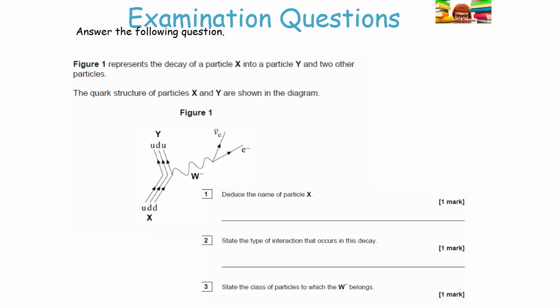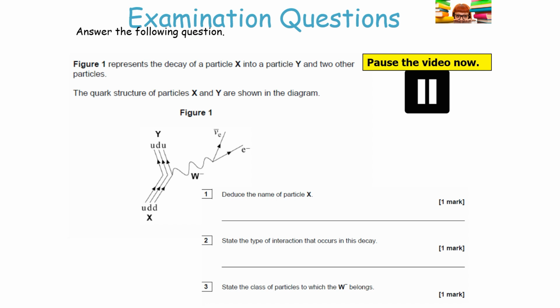Next question. Figure 1 represents the decay of particle X into particle Y and two other particles. The quark structures of particles X and Y are shown on the diagram. Deduce the name of particle X, state the type of interaction that occurs in this decay, and state the class of particles which W minus belongs to. So pause the video now, then unpause the video when you want to go through your answer.